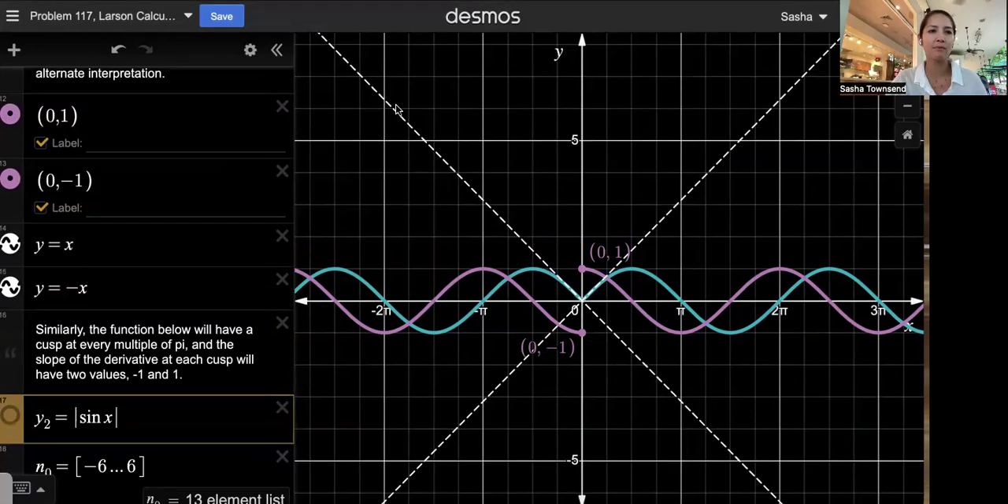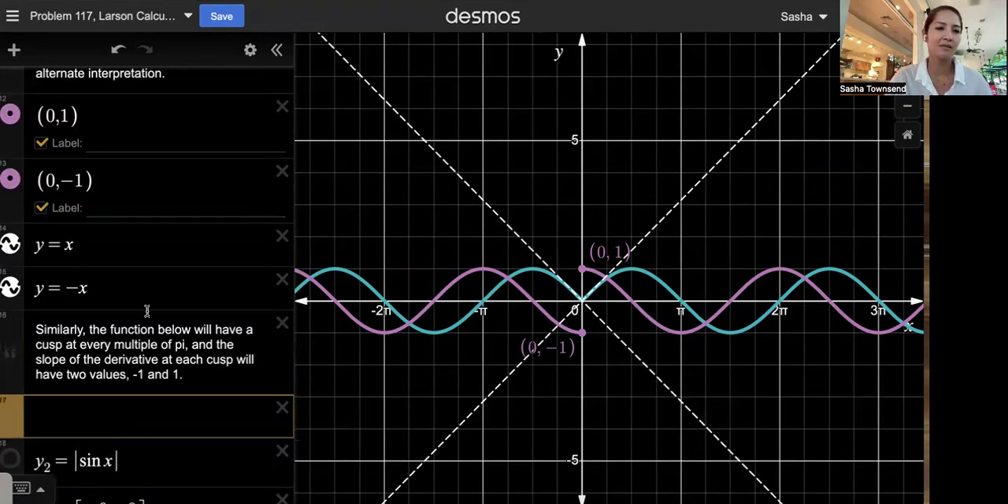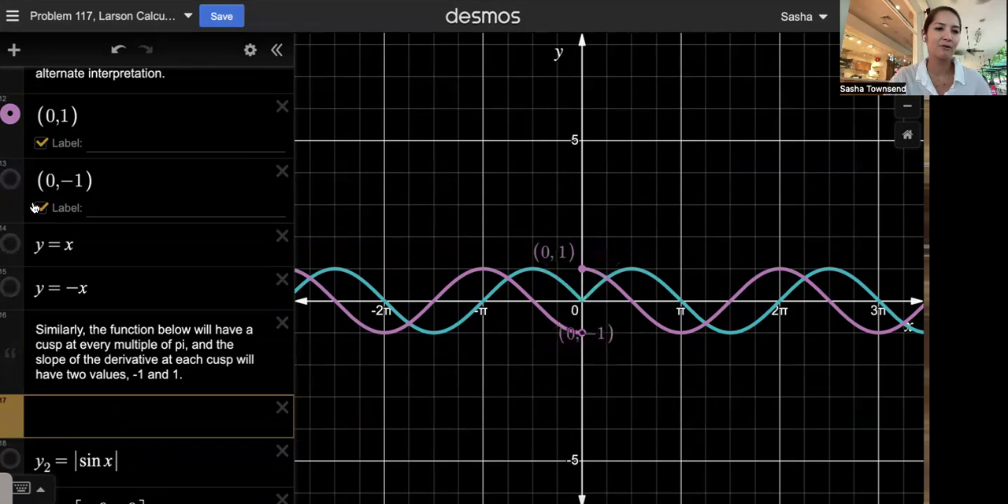Now, the rest of the problem from the textbook, 117, is asking us about the differentiability of the absolute value of sine of x. I think this one is a little bit more obvious. Let's actually get rid of all of this stuff for a minute.